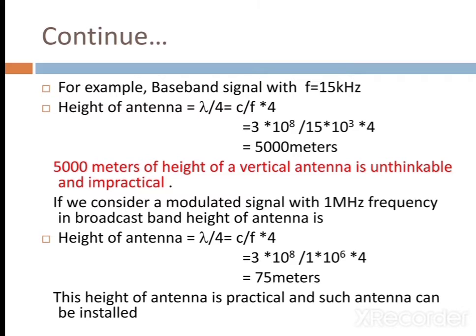That's why if we consider a modulated signal and the frequency of that signal is 1 megahertz, then find out the height of antenna using the lambda by 4 equation. Then the height of antenna is 75 meters. Then this height of antenna is practical and such an antenna can be installed. That's why modulation is necessary to reduce the height of antenna.